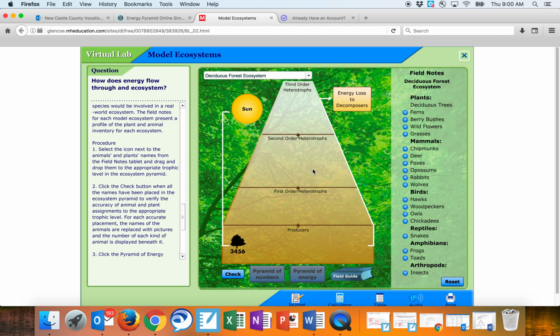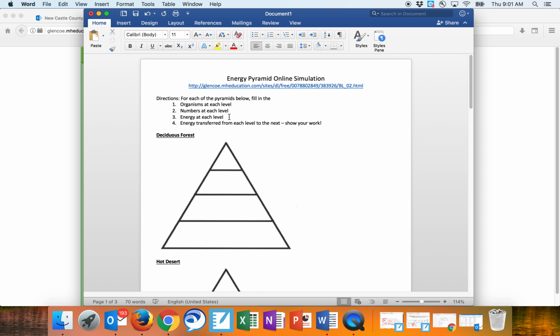So on the worksheet that you'll be given in class, or if you're at home absent, this will be attached on Schoology. It's telling you that I want to know what organisms were at each level. All right, so when you figure out where everything goes, you'll write their names in here. The top one's a little small, so if you have to write an arrow off to the side, that's fine. But then, what were the numbers at each level, and then what was the energy at each level. So that you get by clicking those buttons here at the bottom.